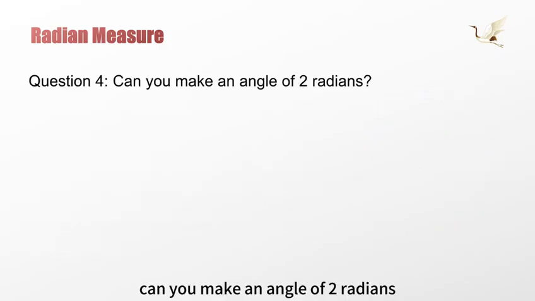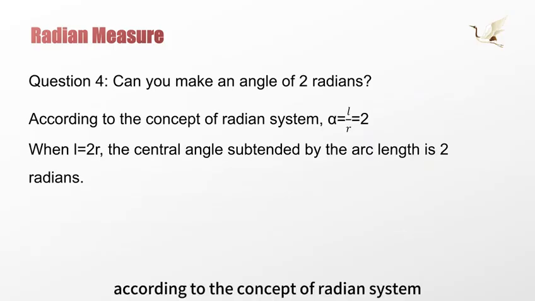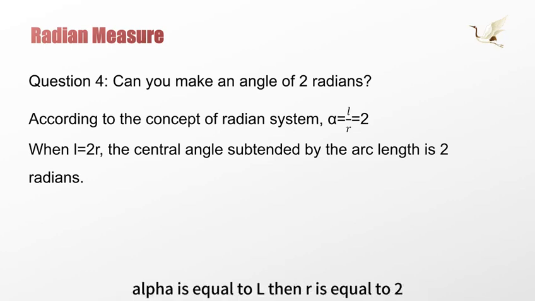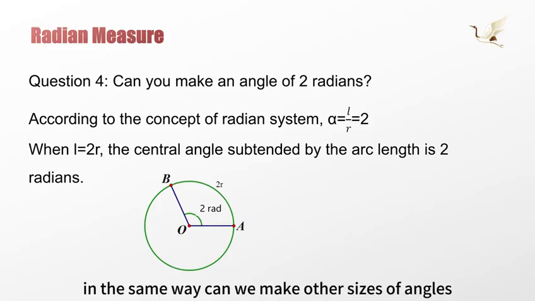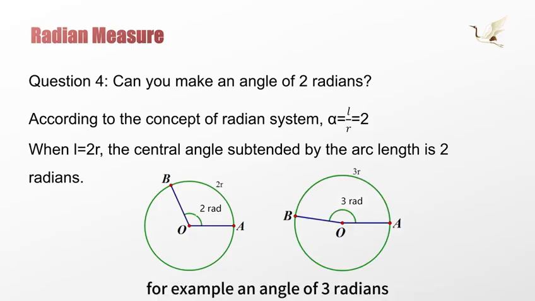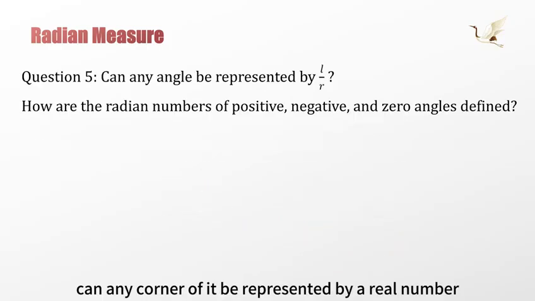Can you make an angle of 2 radians according to the previous analysis? According to the concept of the radian system, alpha is equal to L over r, so L over r is equal to 2, that is, L is equal to 2 radii. The central angle of that arc length is 2 radians. In the same way, can we make other sizes of angles? Sure, for example, an angle of 3 radians. Can any angle be represented by a real number L over r?